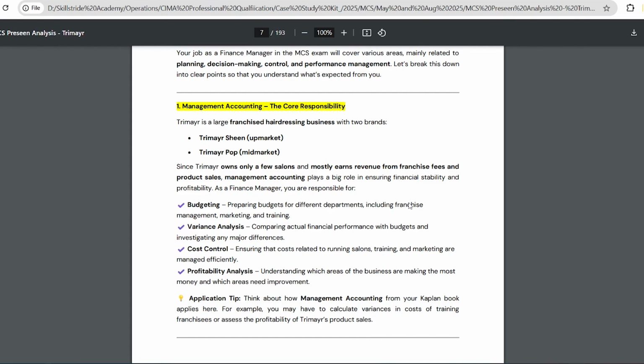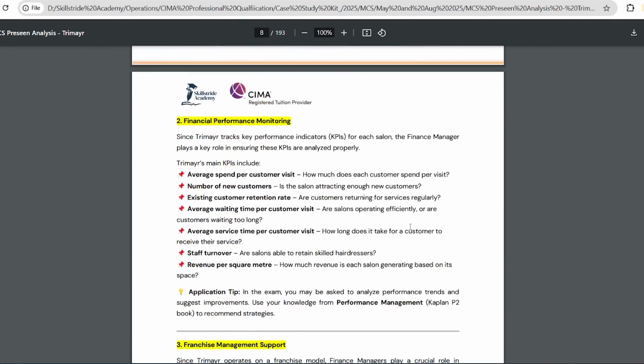As a finance manager, you must be dealing with the budgets for various expenses and departments, and variance analysis to understand whether the actual performance and the budgeted performance match or not. You have to understand how to control the costs connected to various aspects of the franchises like running salons, training, and marketing. Then you also have to understand profitability analysis. You have to see which areas of the business are profitable and which areas need improvement. So you have to be very clear with your P2 knowledge to support the business in all these aspects.